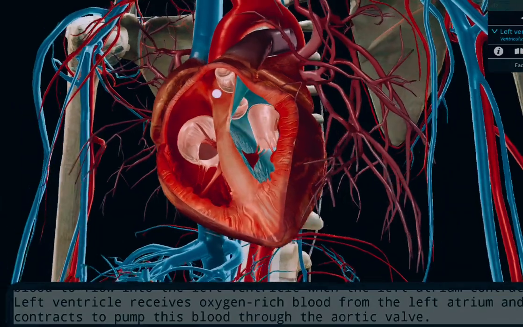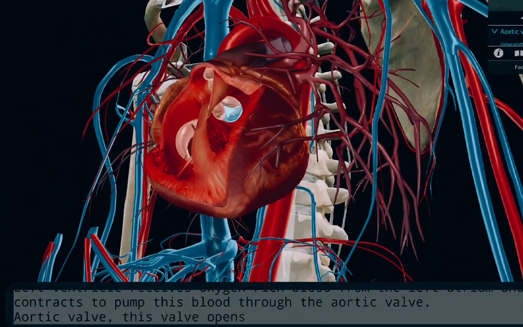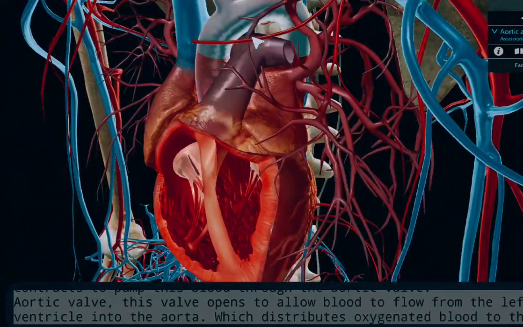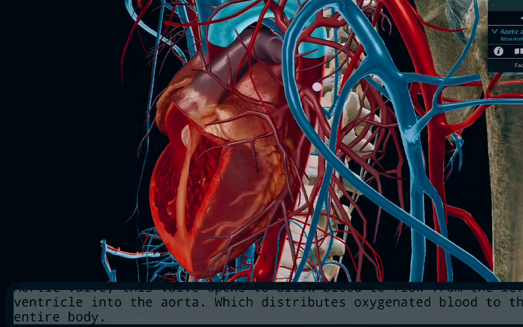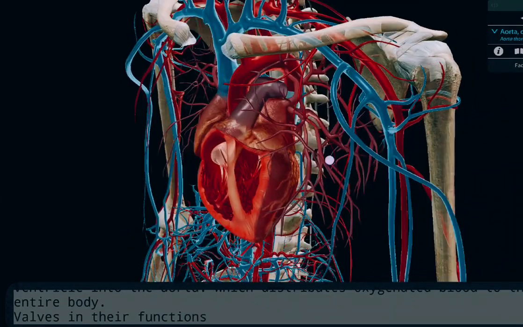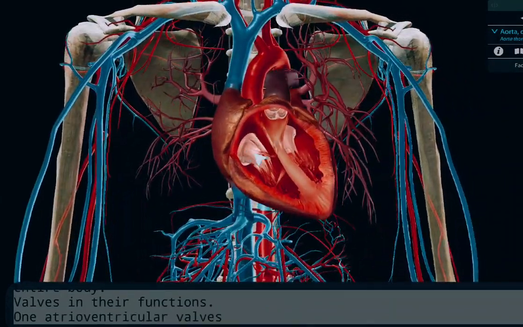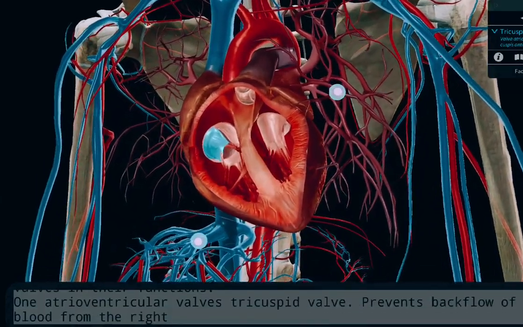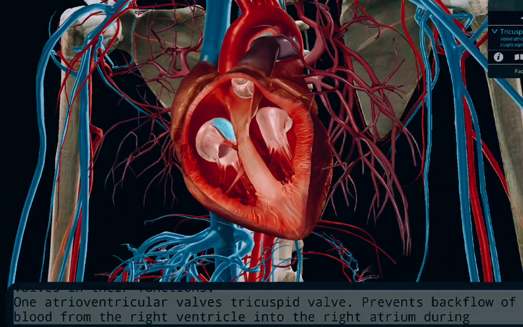Aortic valve. This valve opens to allow blood to flow from the left ventricle into the aorta, which distributes oxygenated blood to the entire body. Valves and their functions. 1. Atrioventricular valves. Tricuspid valve prevents backflow of blood from the right ventricle into the right atrium during ventricular contraction.